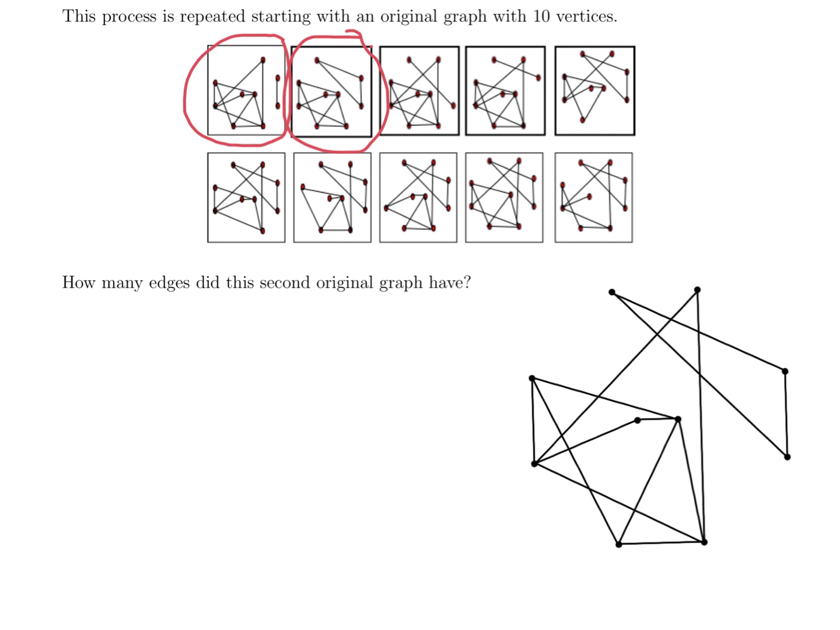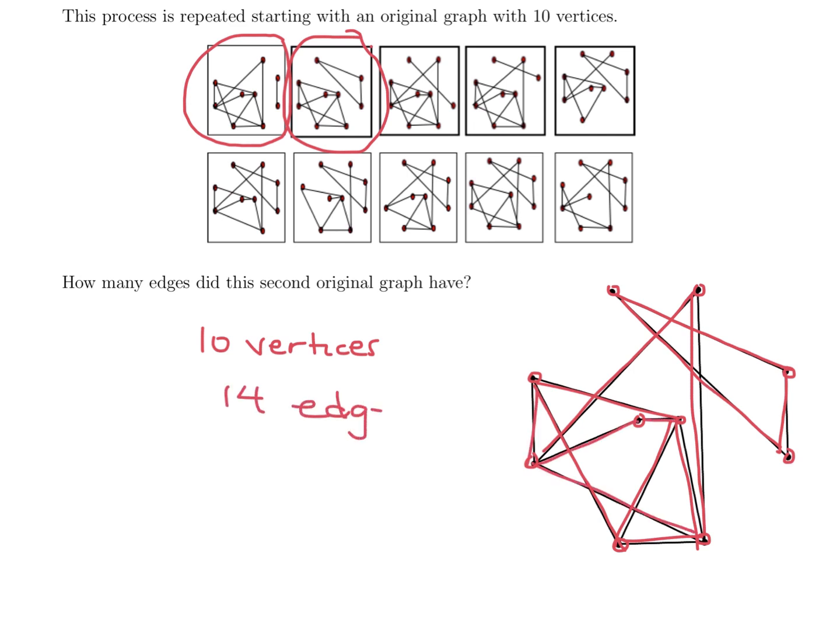And let's count the vertices and edges as best as I can. So vertices 1, 2, 3, 4, 5, 6, 7, 8, 9, 10. 10 vertices. And then now the edges 1, 2, 3, 4, 5, 6, 7, 8, 9, 10, 11, 12, 13, 14. So 14 edges, which is the answer to that question right there.